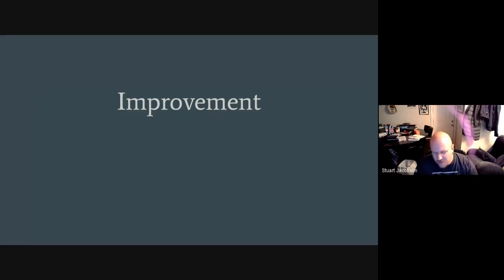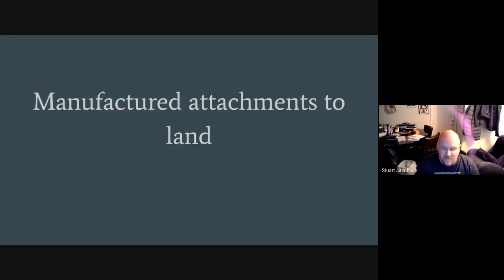Improvement. Keep in mind, we're talking about real estate, the chapter. This is manufactured attachments to the land. So real estate is the land and any improvements on the land. When you own real estate, you own land, right? Any manufactured attachments made to the land, such as a home, a shed, a pool, this, that, and the other, and you also own the air rights above it and the subsurface or mineral rights below it. We'll get into that in a little bit.